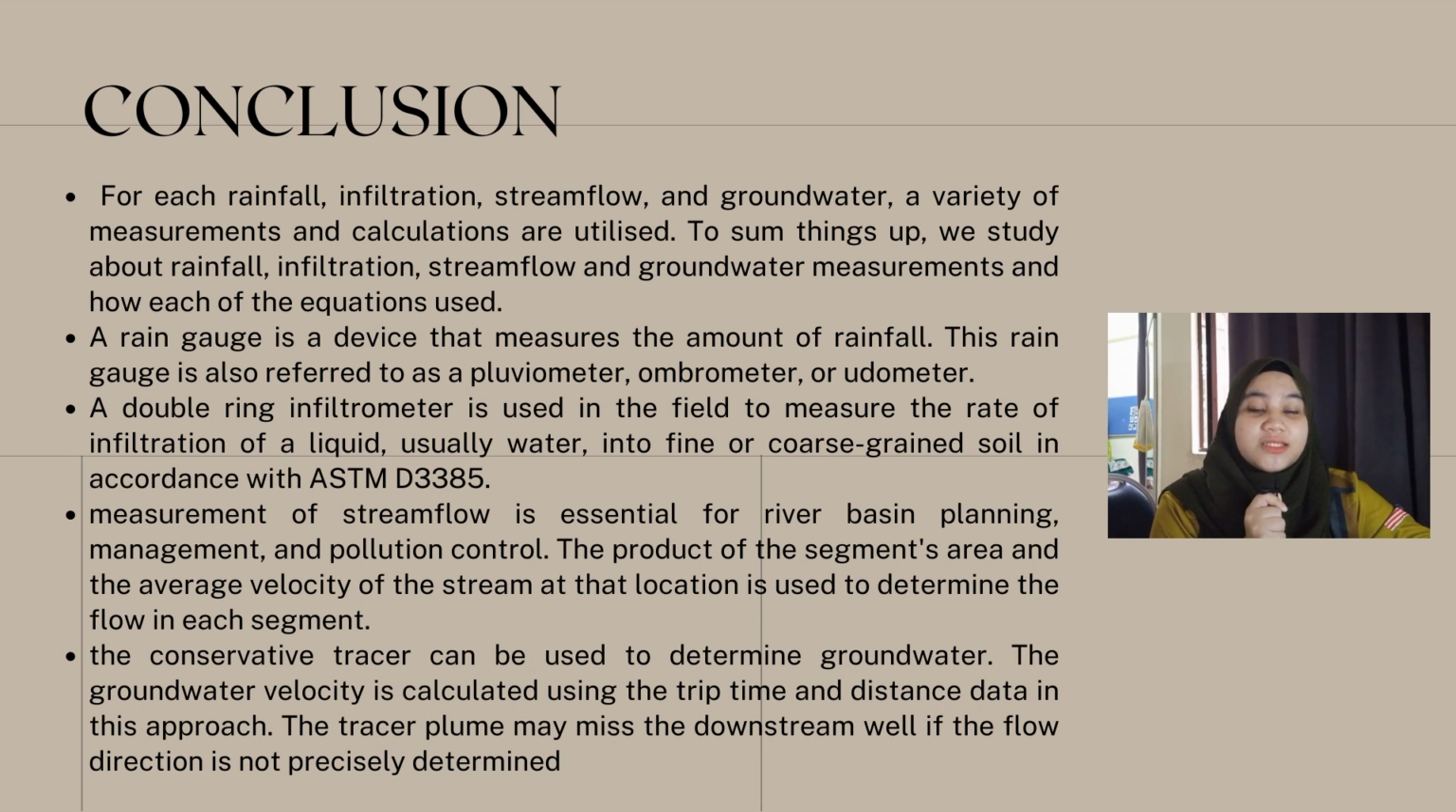An automatic rain gauge is a piece of equipment that meteorologists and hydrologists use to track the amount of rain that falls over time. Because of the automatic rain gauge device, most likely a tipping bucket, not functioning for a brief period of time, the rainfall data cannot be gathered and is missing. Thus, the equation used to calculate the missing data is the arithmetic mean approach. In addition, a double ring infiltrometer is used in the field to measure the rate of infiltration of a liquid, usually water, into fine or coarse-grained soil in accordance with ASTM D3385.